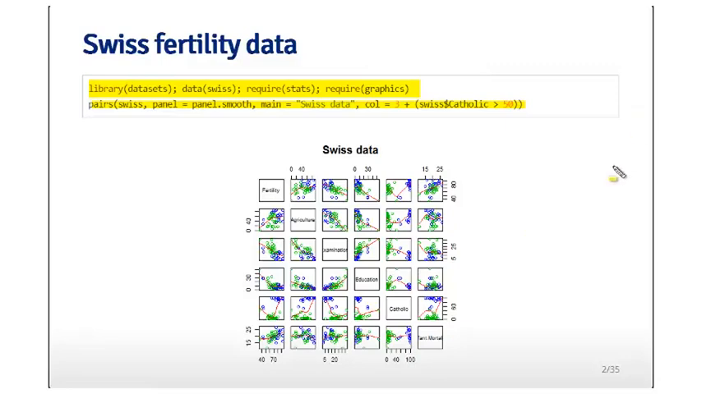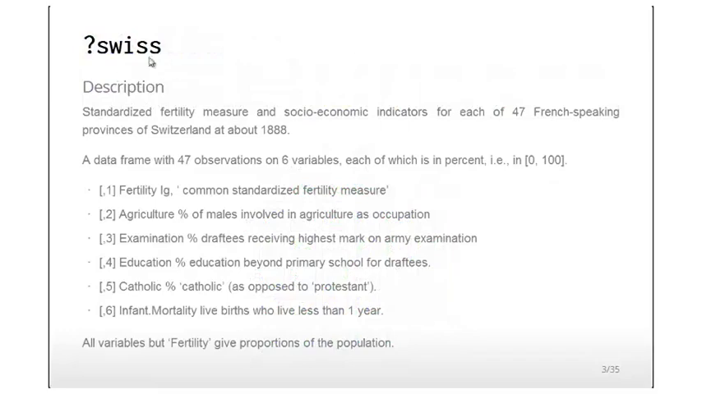Let me go one step further and show you the help file. If you type question mark swiss in R, after you've correctly loaded the datasets package, it tells you about this data set: the standardized fertility measure and a bunch of related socioeconomic indicators for 47 French-speaking provinces of Switzerland in about 1888. It's kind of a famous data set.